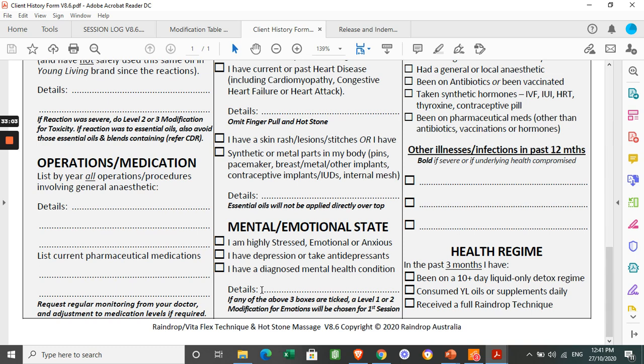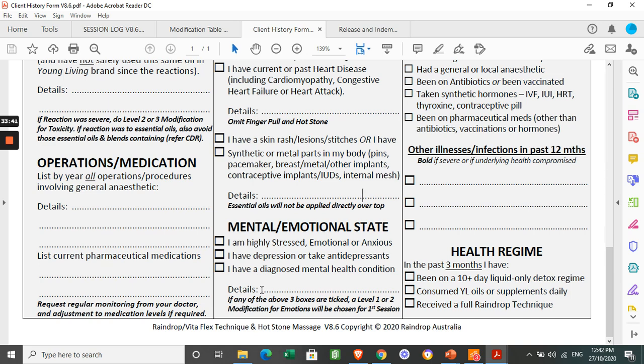Now, I know that depression is a diagnosable mental health condition, and so is anxiety. However, in this instance, if they've been diagnosed with a mental health condition of depression, then just saying I have depression or I take antidepressants is sufficient. If they tick 2 boxes there, that's okay, but we must have the details of what it is. So if they've ticked I have depression or take antidepressants, and then they tick I have a diagnosed mental health condition, the details are depression, then we would consider a level 1 for that person.